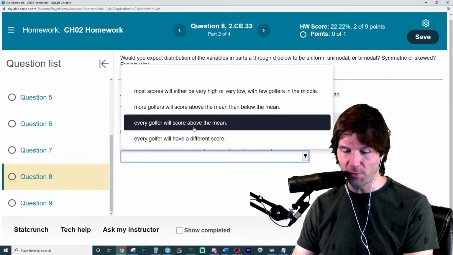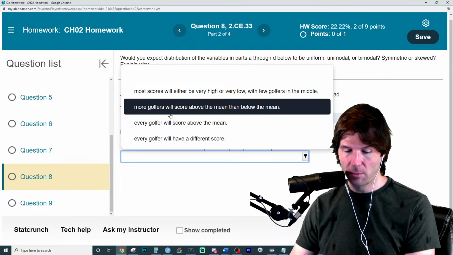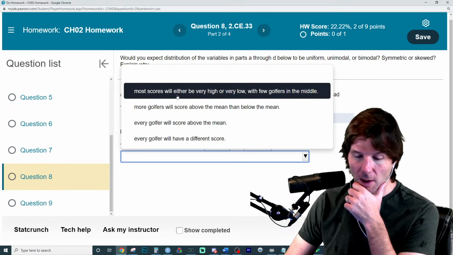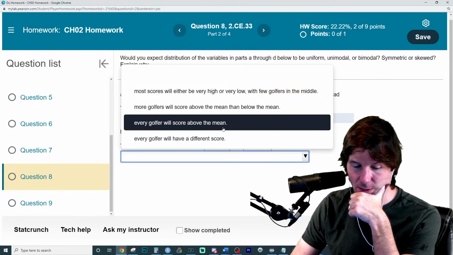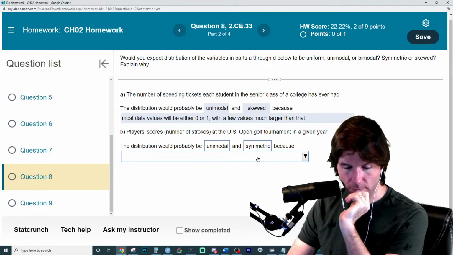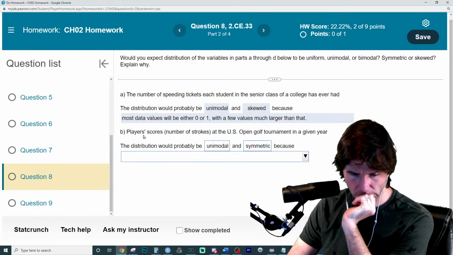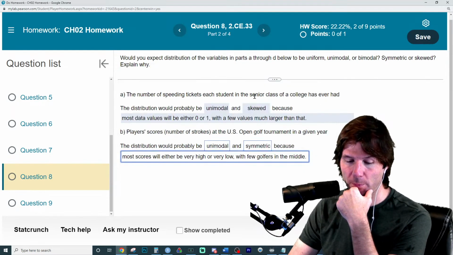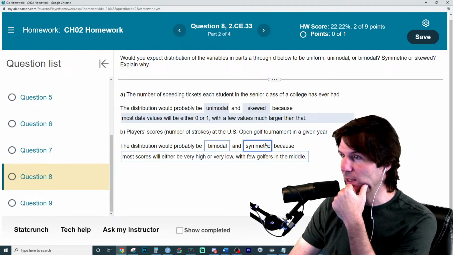No. Every golfer will score above the mean. That's impossible. The mean's the mean. Every golfer will have a different score. No. Most golfers will score above the mean. No. More golfers will score above the mean than below the mean. Wait, what? Most scores will either be very high or very low. That's the only one that makes sense. This is a tough one right here.